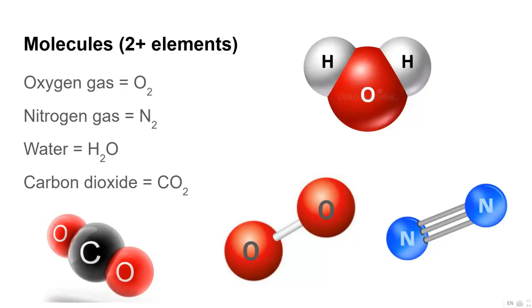A molecule is two or more elements combining together. Okay, so an oxygen gas molecule would be two oxygen elements bound together. Nitrogen gas molecule would be two nitrogen elements together. Water is two hydrogens and an oxygen. Carbon dioxide is one carbon and two oxygens. Okay, so each of these is an example of a molecule.